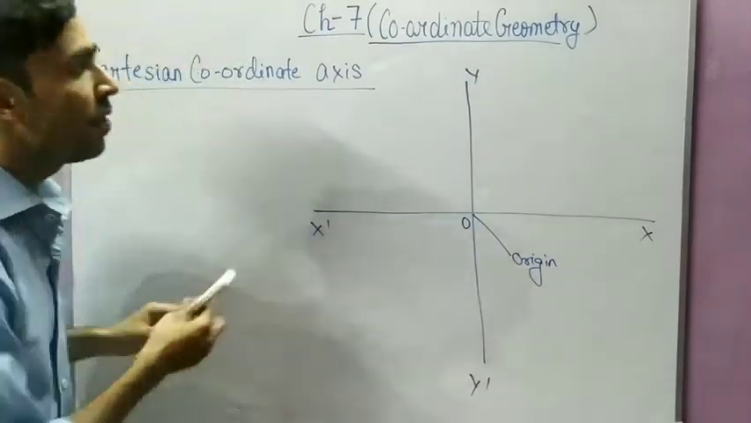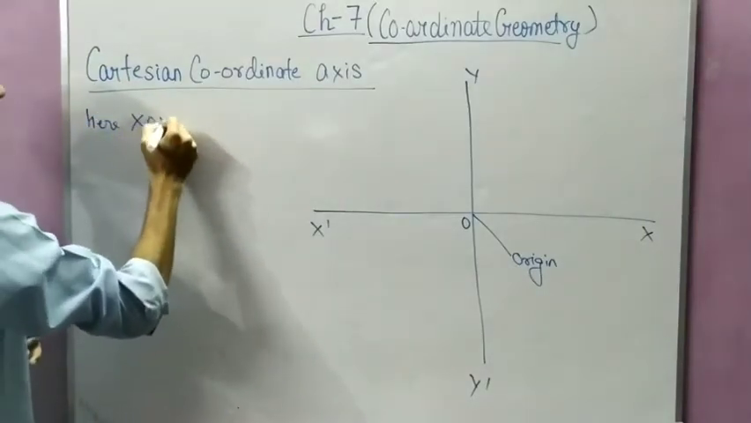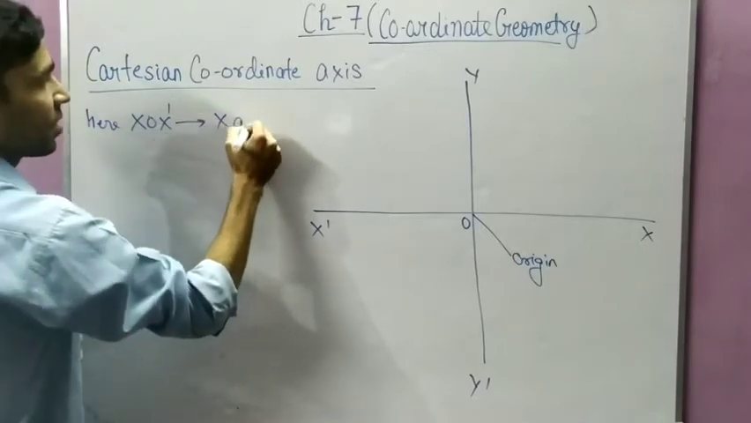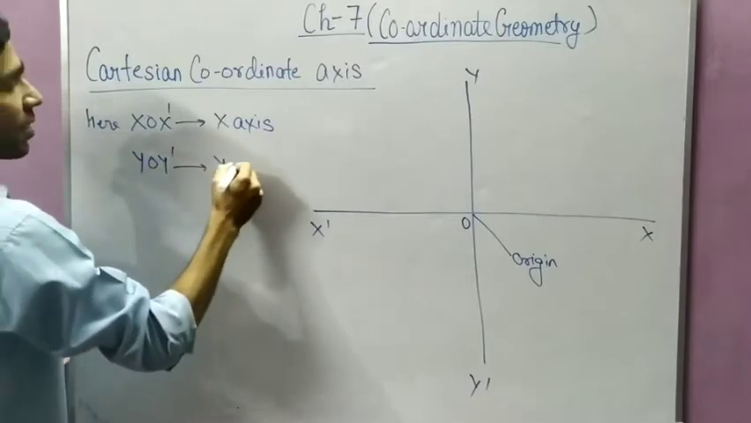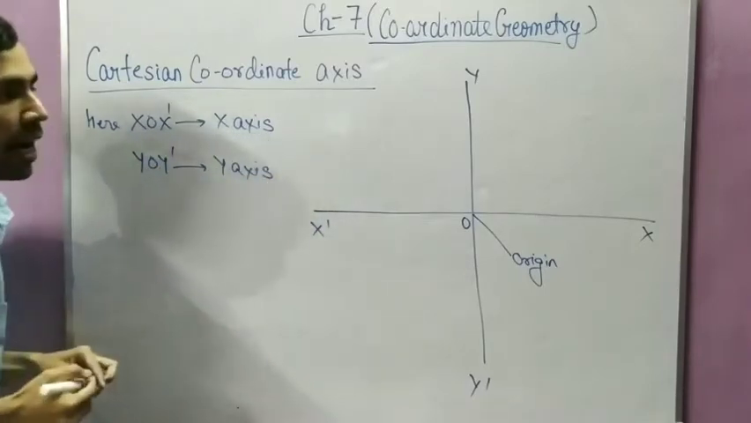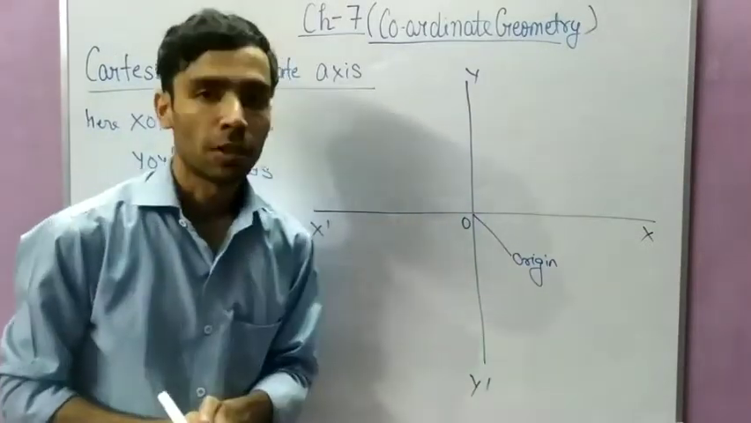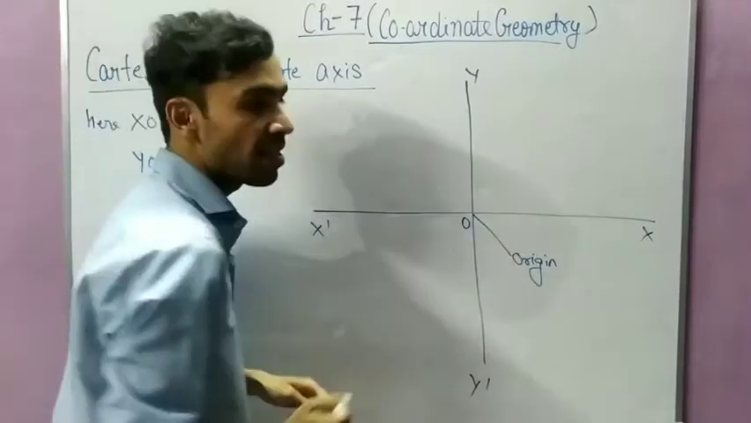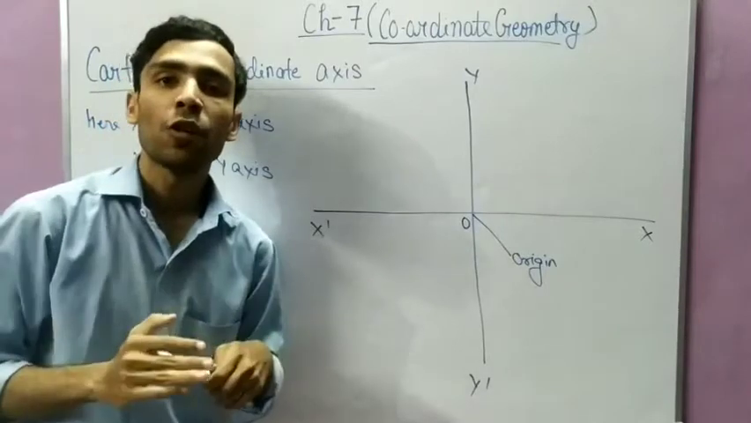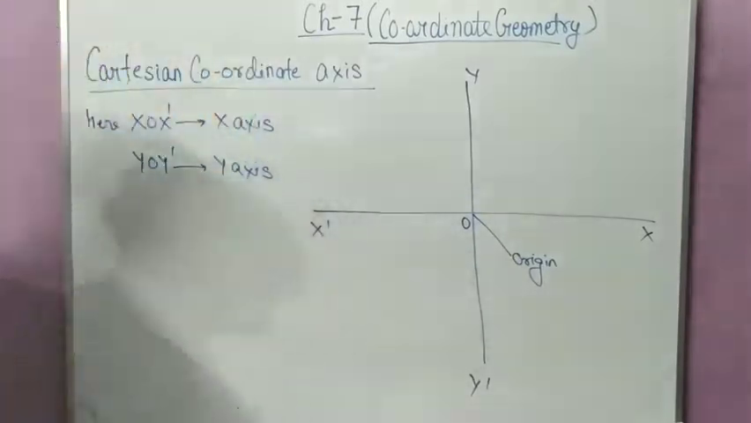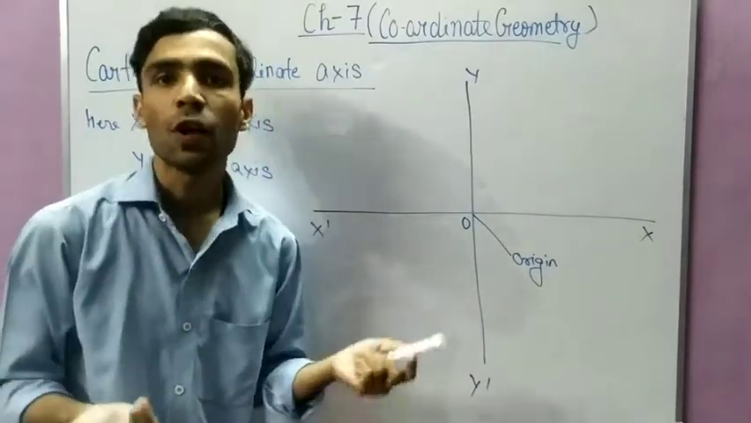So here we can say X O X dash is the x-axis, and Y O Y dash is the y-axis. You know, students, these two axes are mutually perpendicular to each other, meaning the angle between these two axes is 90 degrees. Now the x-axis is also known as the abscissa and the y-axis is known as the ordinate.